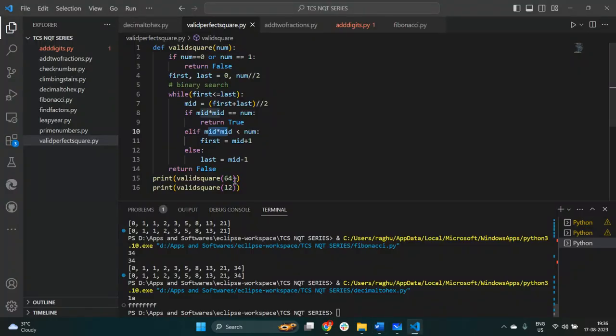So here I have followed the same approach. If mid times mid is less than num, we are supposed to increment our first, else I'm going to decrement my last. And if it is true, it is going to return true. If it is not available, then it is going to return false.